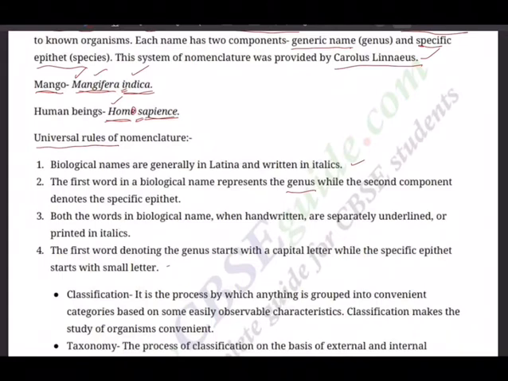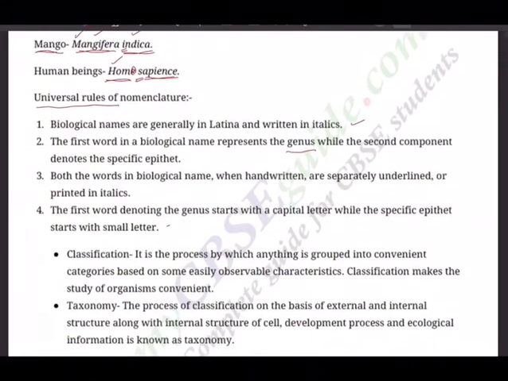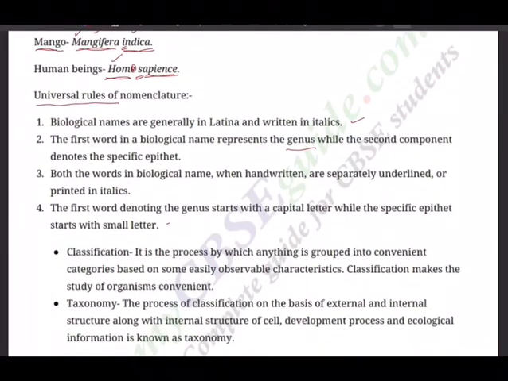And further, there will even be the name of the scientist and the year in which the name is given or the particular organism is found. That also will be there in higher classes. But at present, you remember this. There will be two parts in the name: one is the genus part, another is the species part. You have to underline both the genus as well as the specific part. The genus part's first letter should be a capital letter. The species part's first letter should be a small letter. These are the universal rules of nomenclature. And based on that, we classify.